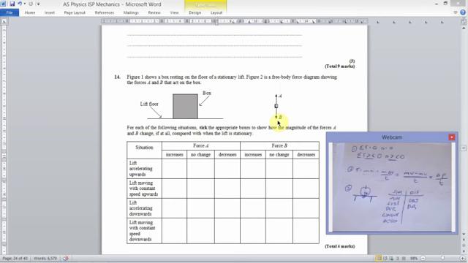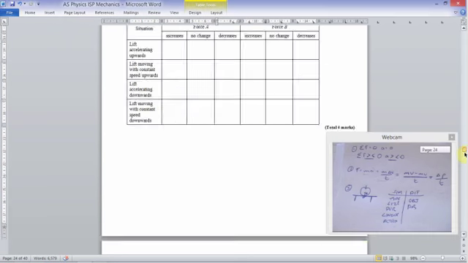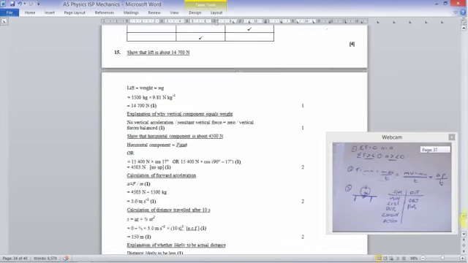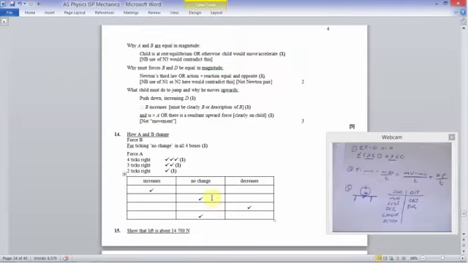If it's going at a constant speed, the force will be exactly the same as when it's stationary. Okay, so lift moving upwards at a constant speed, no change. Lift moving downward at a constant speed, no change. It's only when it's accelerating that some of these forces are going to be larger. And you've got to think about which force can be larger and which force can be smaller. Remember, B is acting down and A is acting up.